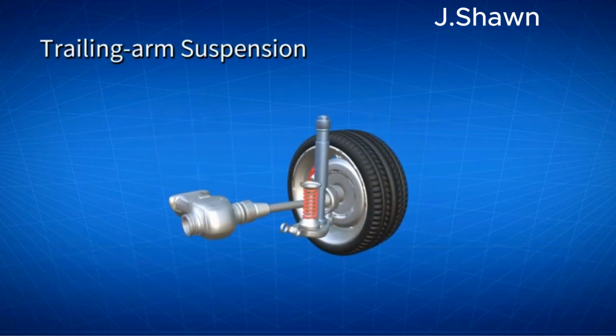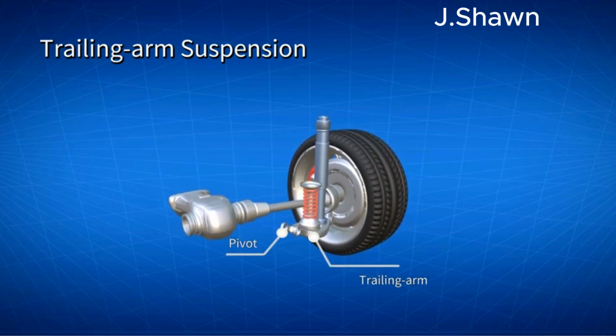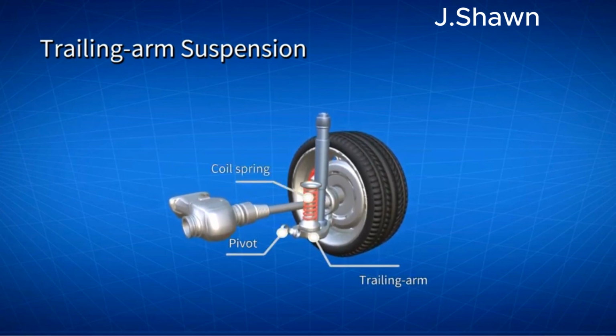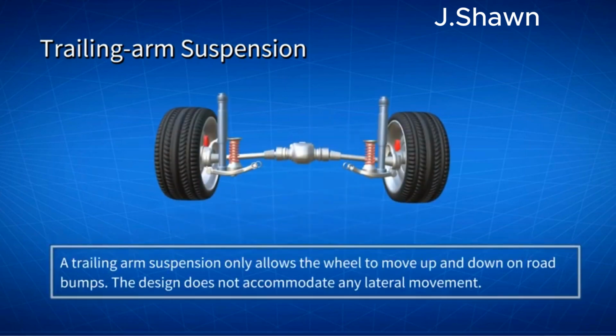A torsion beam suspension bases its design on a trailing arm suspension. Trailing arm suspension uses a trailing arm, which extends forward to a pivot on the car body. The upper part of the trailing arm supports the coil spring. Trailing arm suspension only allows the wheel to move up and down on road bumps. The design does not accommodate any lateral movement, or camber change relative to the car body.